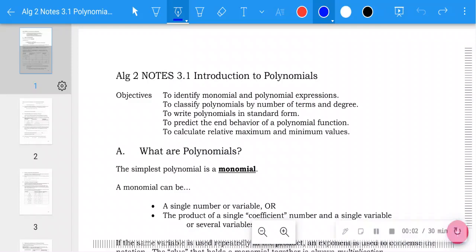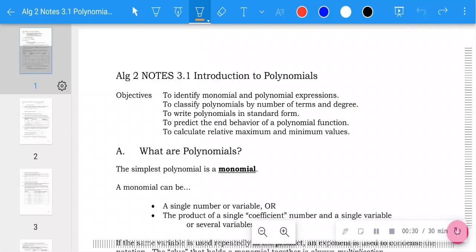Okay, this is Mr. Peterson, and I'm going to go through the notes for section 3.1 in Algebra 2. In this section, we're going to be learning to identify what's called a monomial and later a polynomial expression. Then we're going to classify them by the number of terms that each of them has, or we're going to classify them by something called their degree. All of these are what I'm going to be teaching in this section.